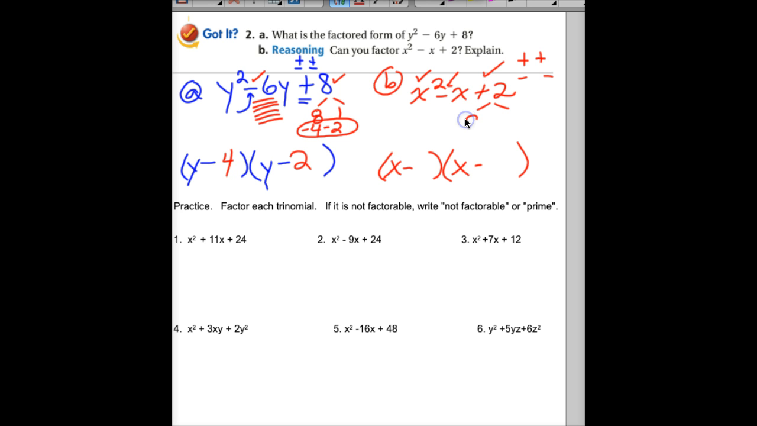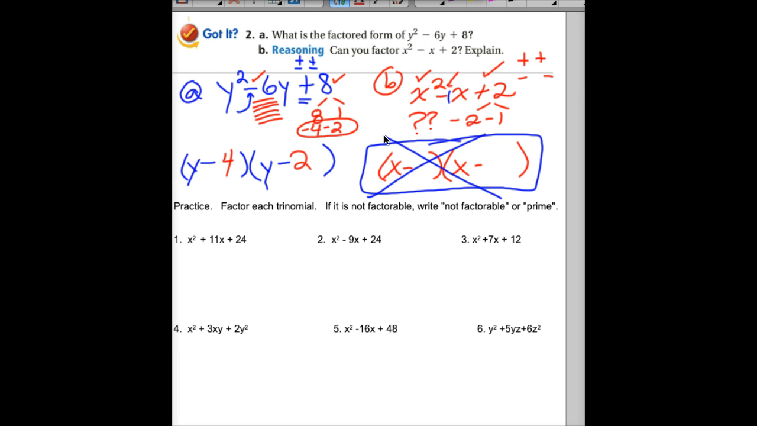The only things that multiply to equal 2 are 2 and 1. And I know they both have to be negative. But when I add those up, I get a negative 3. And keep in mind, I need to get this middle term. So my problem is, basically, I can't do it. You might say, well, what? How do they give me something that doesn't factor?